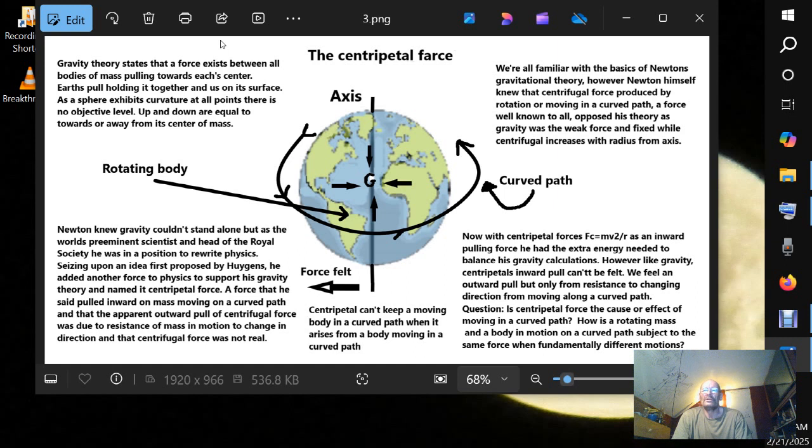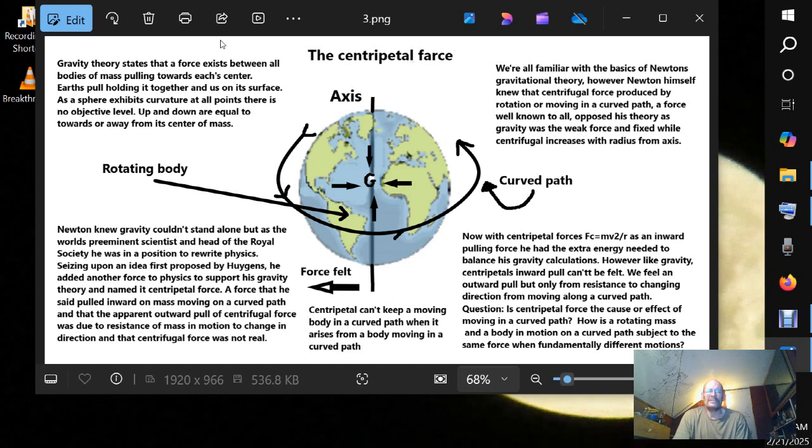We're all familiar with the basics of Newton's gravitational theory. However, Newton himself knew that centrifugal force, produced by rotation or moving in a curved path, a force well known to all, opposed his theory, as gravity was the weak force. I might have gotten a little ahead of myself, before they came up with the weak force and strong force ideas, but gravity is the weak force, and it's fixed, while centrifugal force increases with radius from axis. The farther away from center, the harder it pulls, because you're moving in a larger path.